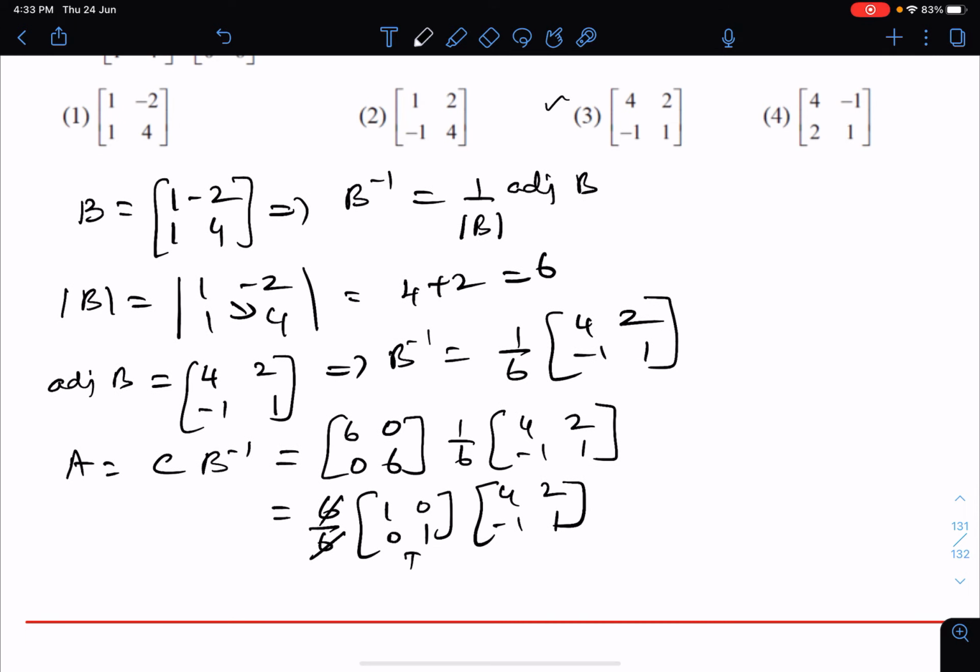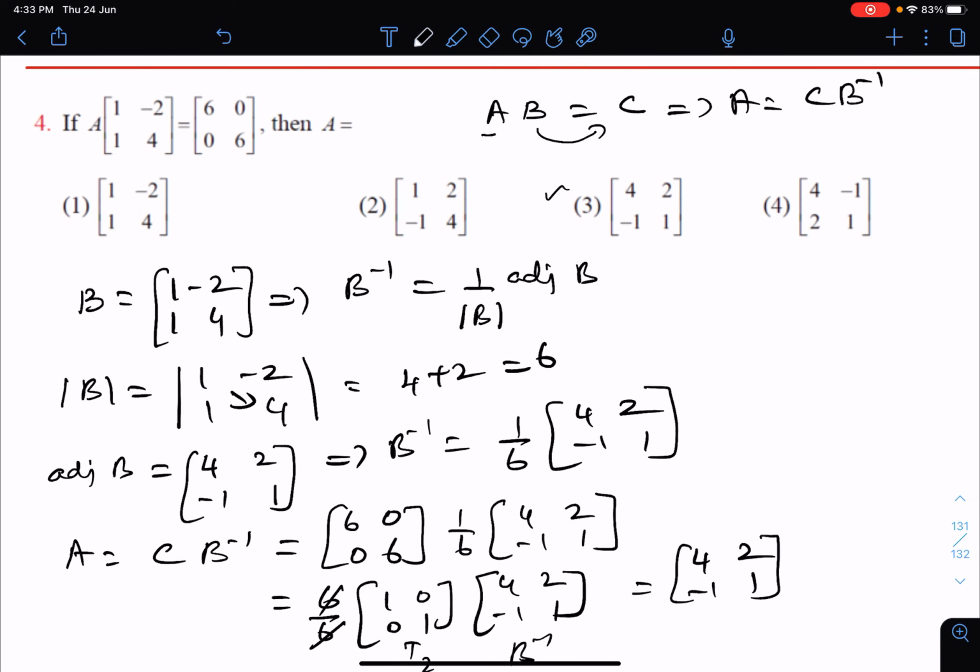This is actually our I2. This is our B inverse. Anything into I2 will give you the same matrix. So 4, 2, minus 1, 1 is our answer. Where is 4, 2, minus 1, 1? Therefore option 3 is our answer. So you take 3, 4, 2, minus 1, 1.